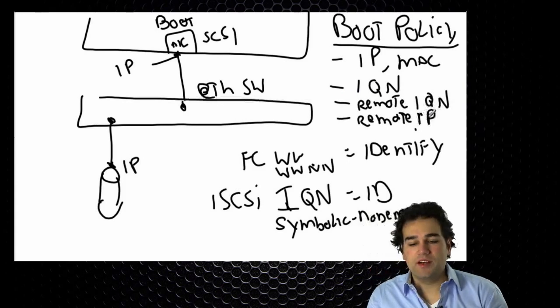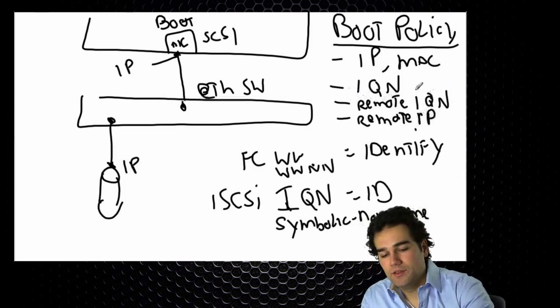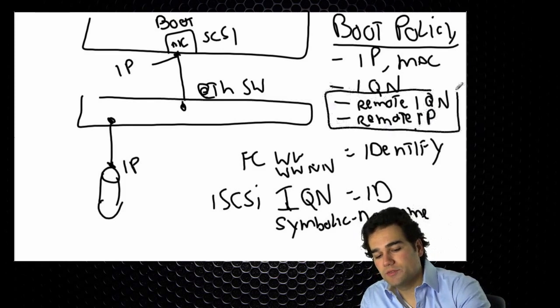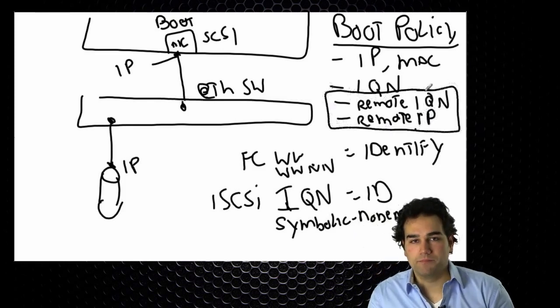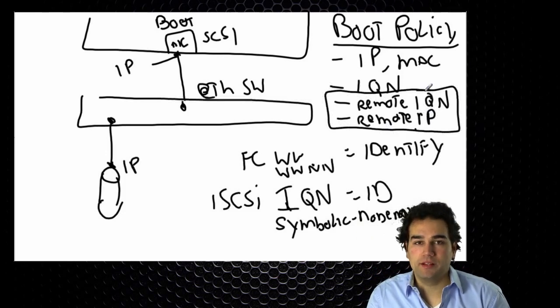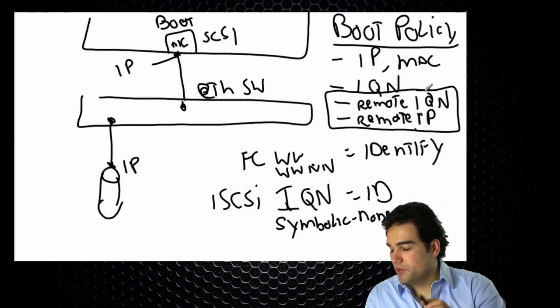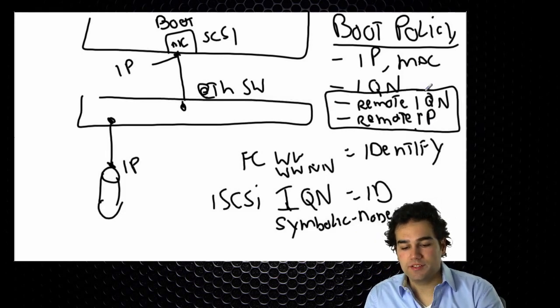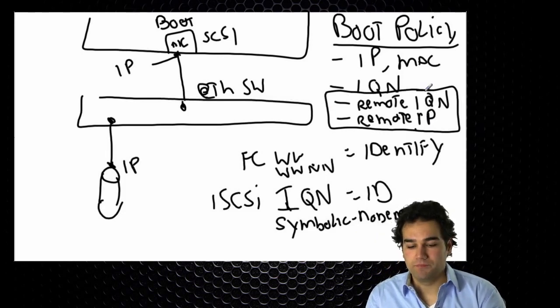So what do I specify in my boot policy? I specify the remote IQN and I specify the remote IP of the system. And I do some other things, but we'll come back to that when we start demoing this. So configuring the IQN, configuring the IP address, where is it, what disk am I using?